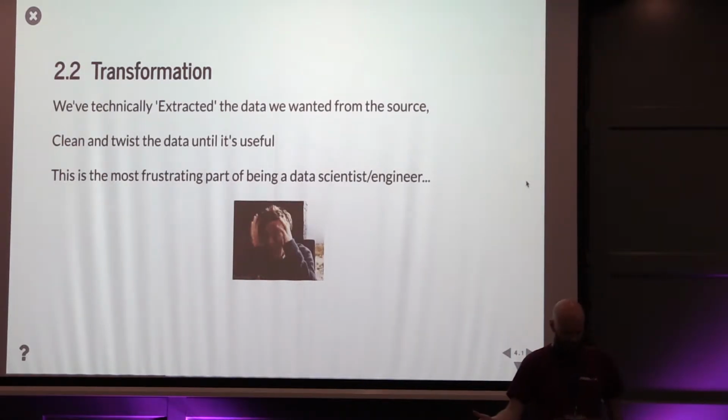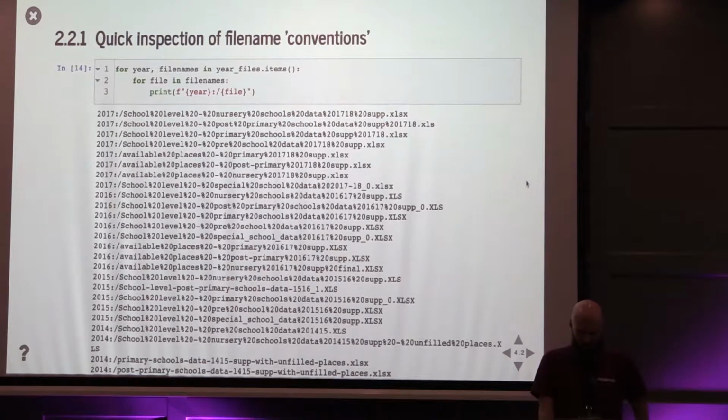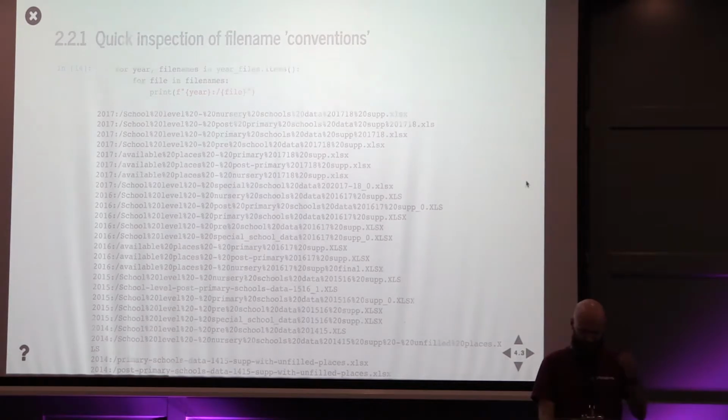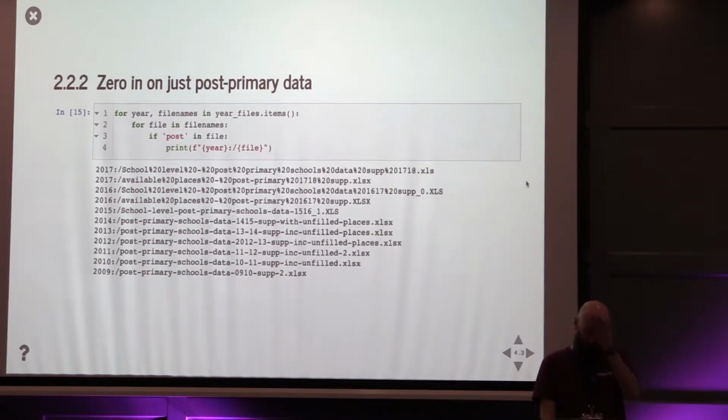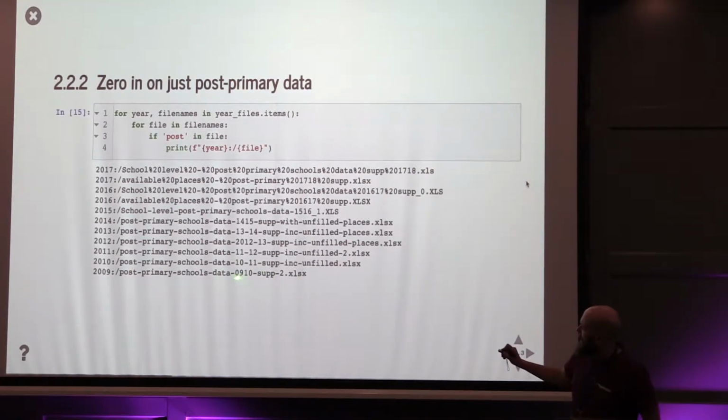Now the hard bit. This is the most frustrating part of being a data scientist engineer, and I am going to show you why. Naming conventions. Right, okay, let's not try and deal with everything at once. Let's just look at post-primary data. No, right, okay, no, still broken. My favorite one in this is, I'm not going to go too far away from the microphone, but double digit, 4-digit, double digit, dash, sometimes. It's just, right.